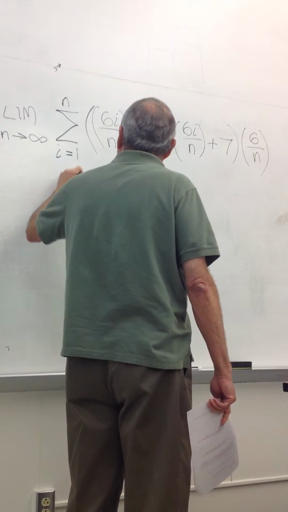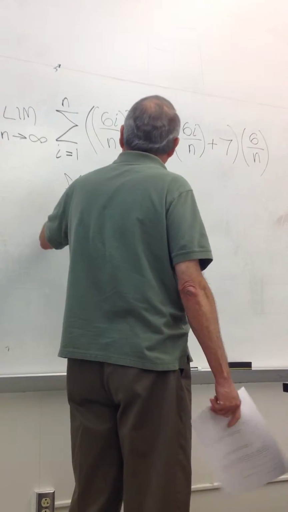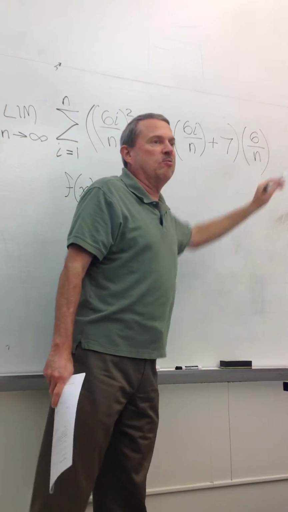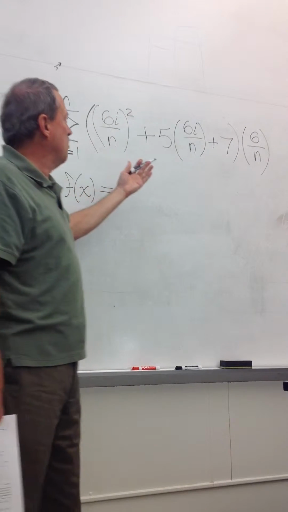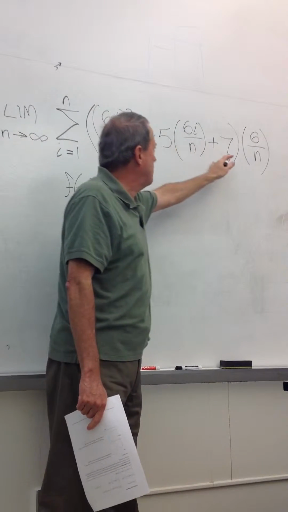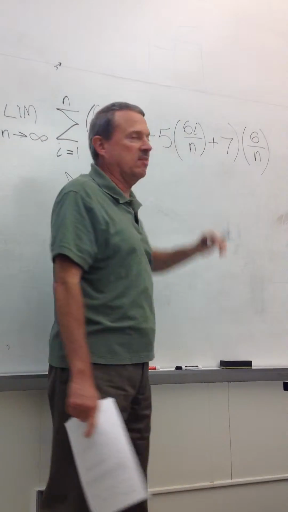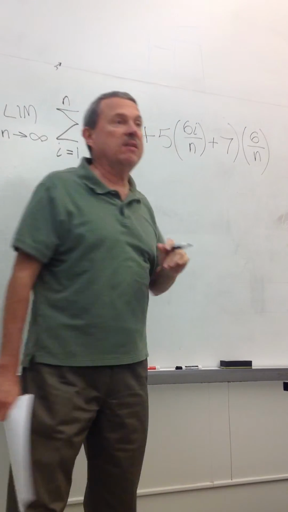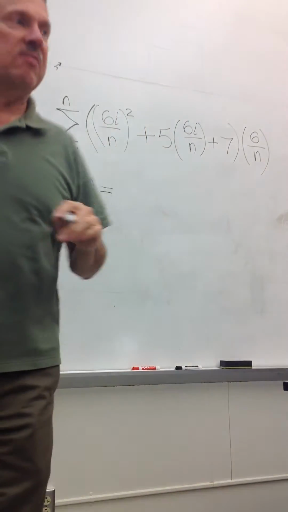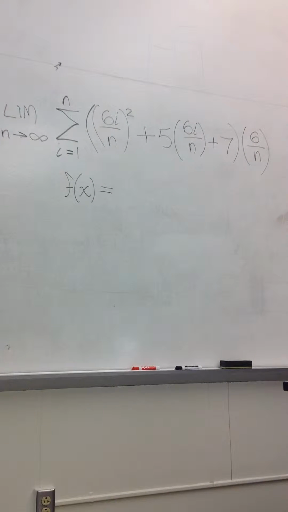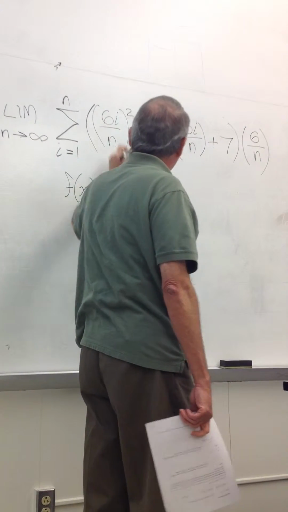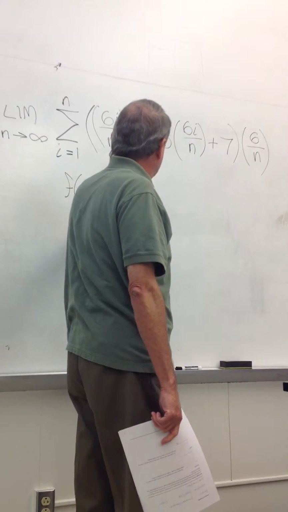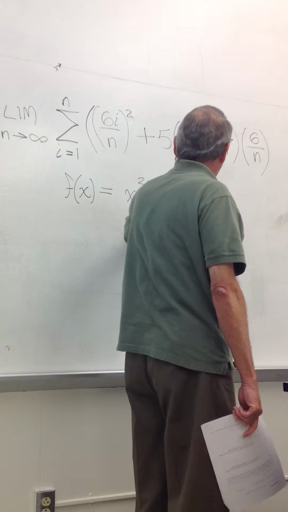So if we call our original function f of x again, and this represents what we did to f of x to create the heights of our rectangles, then the real question is, what's the purpose of the 5 and 7, and what are the 6i over n doing? The 6i over n are working the same way as the 10i over n, so this is the x, and so you have x squared plus 5x plus 7.